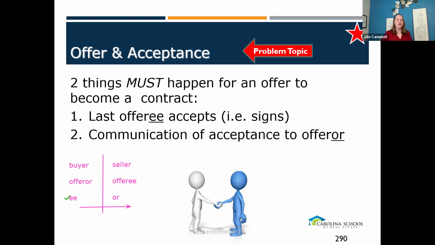Now, we're going to talk about that communication more in just a second. We're building up to it because I know you have a lot of questions. So just bear with me. When you guys are going through these test questions that are this long and they walk you through this, I need you to look for these two things. Has the last offeree accepted, and has communication of acceptance crossed the line and gone back to the offeror? Now, before we talk more about this communication, let me throw in the broker.